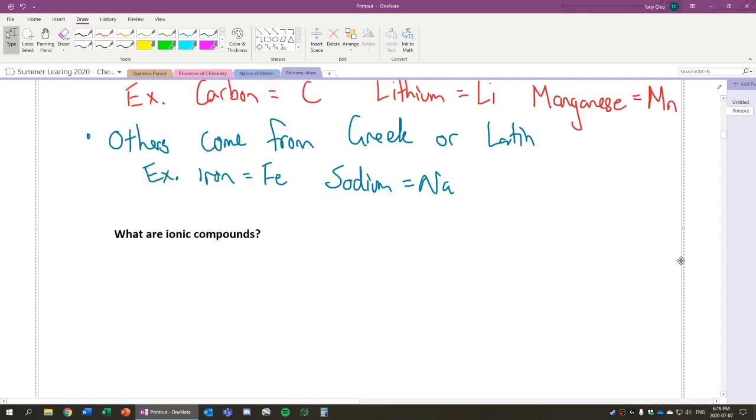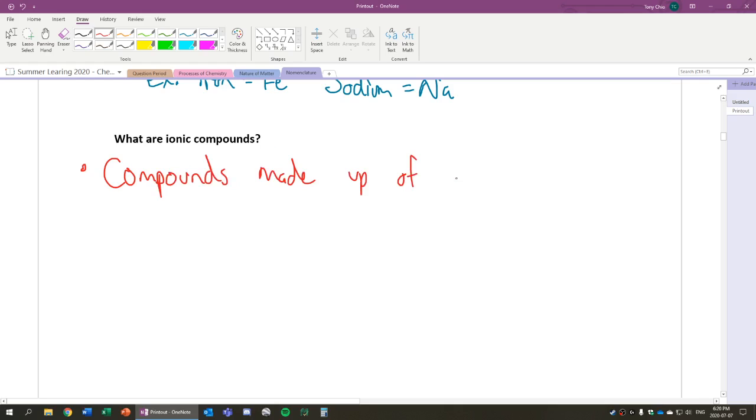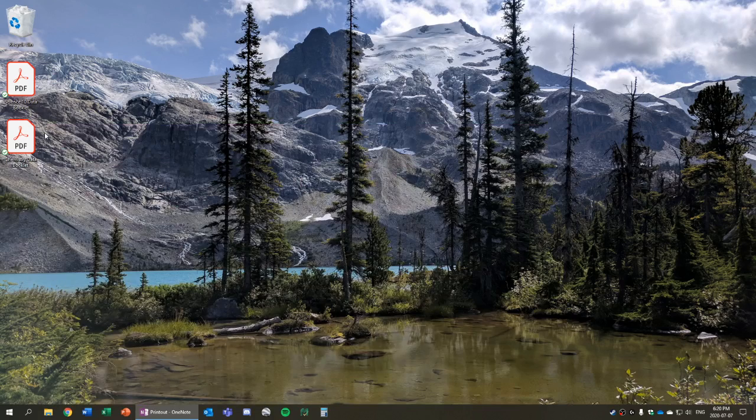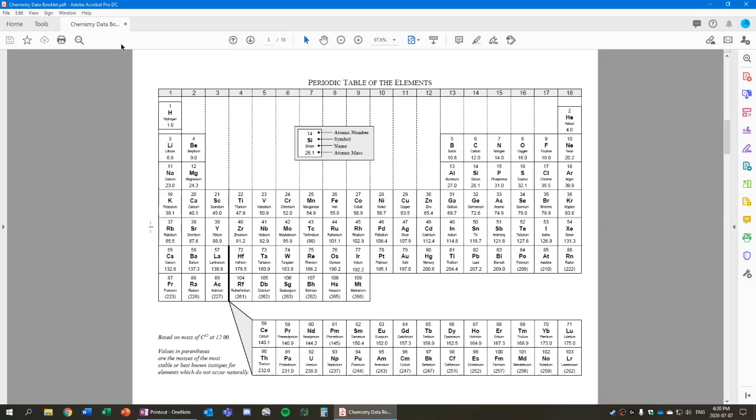So now we're going to talk about what are ionic compounds. Ionic compounds are compounds made up of metals and nonmetals. And we know what the metals are because if I open up my periodic table, metals are found on the left side of the periodic table. The right side, where there's a staircase, are nonmetals. So that's what we have here.